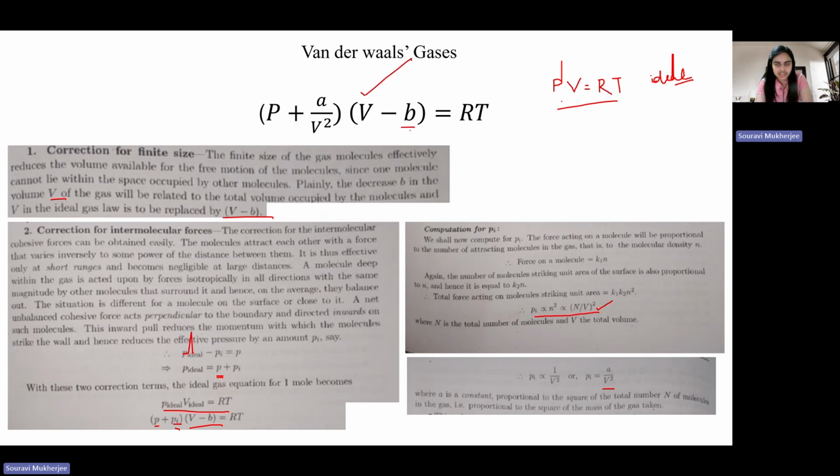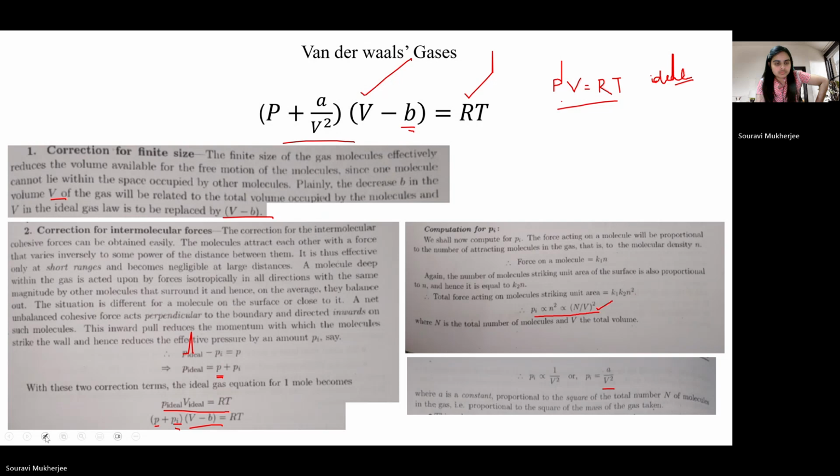So you have considered the fact that the molecules have a finite size. And then you have also considered that there is a decrease in the net pressure in a real gas, because real gases do interact with each other, and that pressure difference between a real gas and an ideal gas is proportional to n square, where n is your molecular density. So when you write it in the form of an ideal gas, you have to replace the pressure as P plus A by V square. Once you have this form, this is your equation of state for a van der Waals gas.